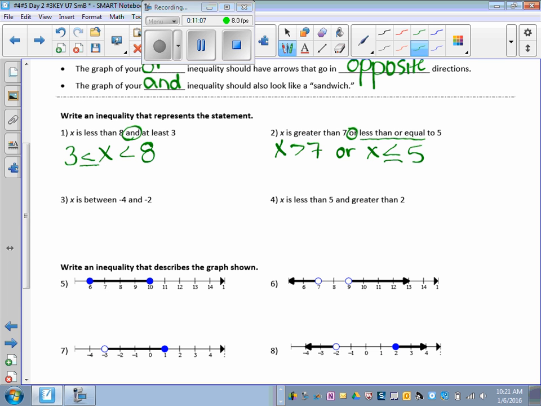Okay, so name a solution to number 2. What would be a number that satisfies this? So it only has to do one. Yeah. So 8, because 8 is greater than 7. So give me a number that's greater than 7 or less than 5. Yeah, 8 would work, 4 would work. But where would I put it?